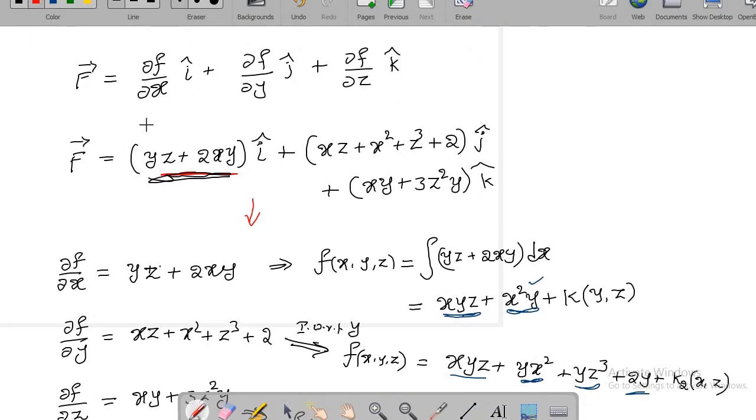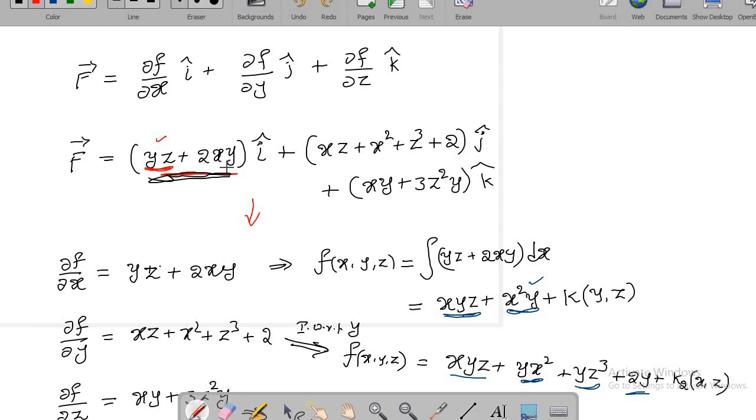See here, I am finding the terms y into z. So if you have y into z, then the corresponding term must be here as well as here. Y is here, so it will be there also. If you integrate this with respect to x, you get xyz. If you differentiate with respect to y, you get xz. So xz should be here. Yes.